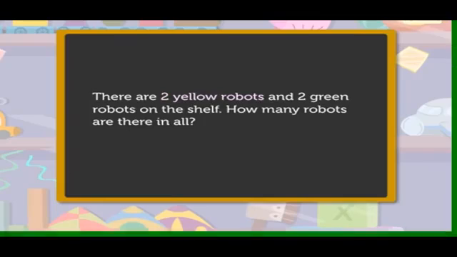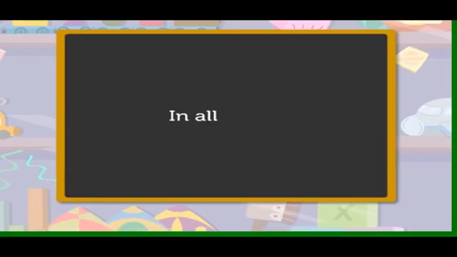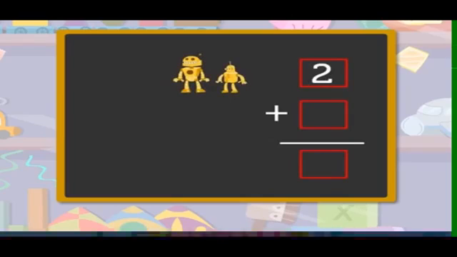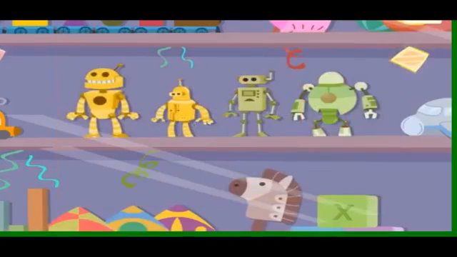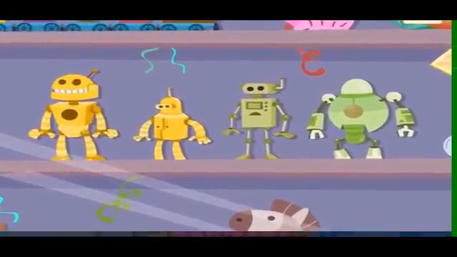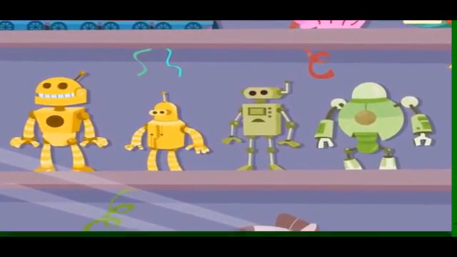Let's see what information we have and what we have to find out. Two yellow robots, 2 green robots, and to find out how many robots there are in all. In all means we have to add. 2 yellow robots plus 2 green robots is equal to 4 robots in all. There are 4 robots in all on the shelf.